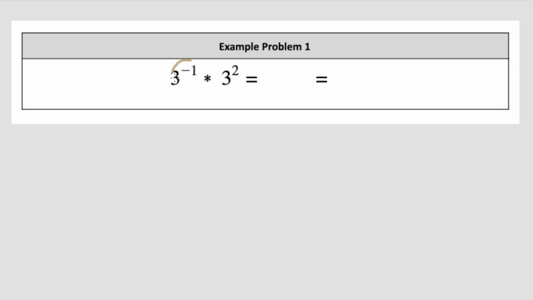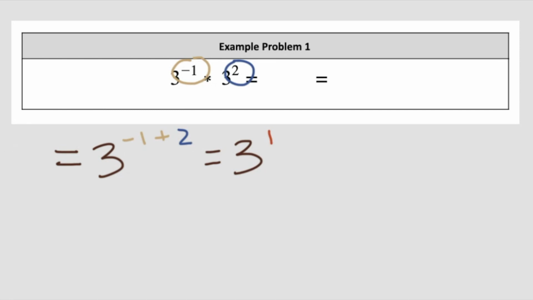Looking at this example problem, this is another example of the product rule. So I'm going to circle the negative 1 and the 2 and color code just like how I did before. That whole thing is equal to 3 to the power negative 1 plus 2. The reason why is because it's the same base, so I can simply add the exponents together, even if it's a negative number. I know that negative 1 plus 2 is equal to 1, so that result is equal to 3 to the power of 1, which, as we know, is 3 multiplied by itself, which is just 3.